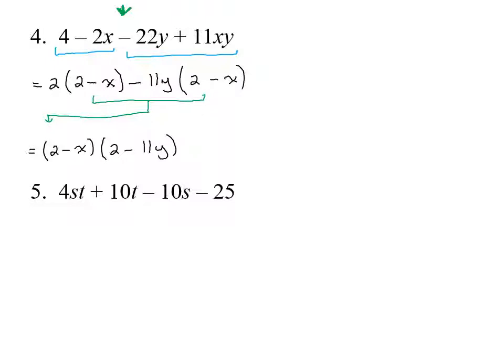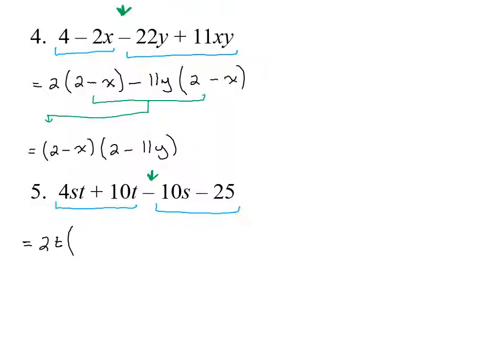Number 5, again, factor by grouping. I'll group the first 2 together, the second 2 together. Same as the one above it. Notice this minus sign right here means I'm going to have to take a negative out. So, what's in common between the 4st and the 10t? There's a 2 in common. 2 will go into 4, 2 will go into 10. There's also a t in common. So I could pull out a 2 and a t in common.